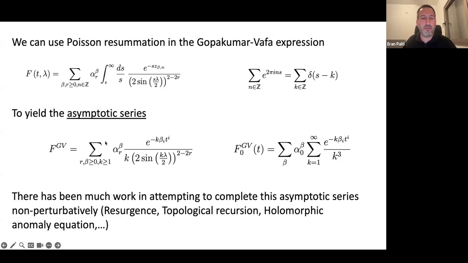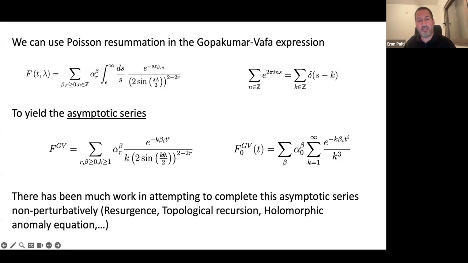So this is the sum over n. Now there's no sum over n here, instead there is the sum over these k's of the delta functions. And this is usually how the Gopakumar-Vafa expression is written. It's important that this is really an asymptotic series. You expand this order by order in lambda.